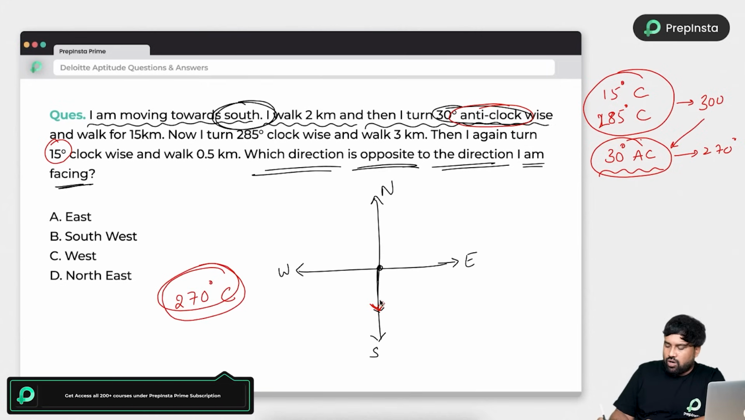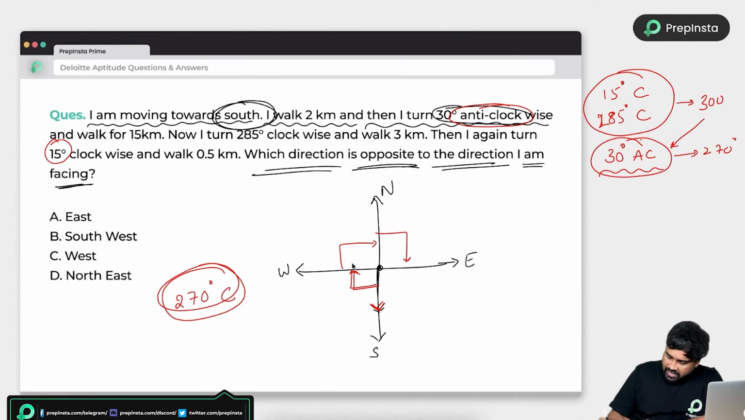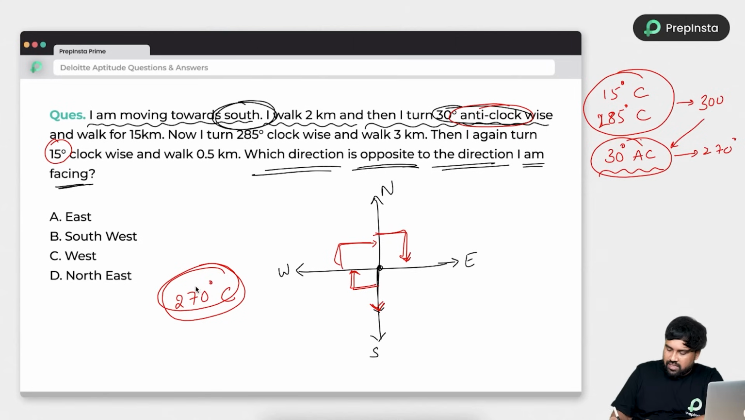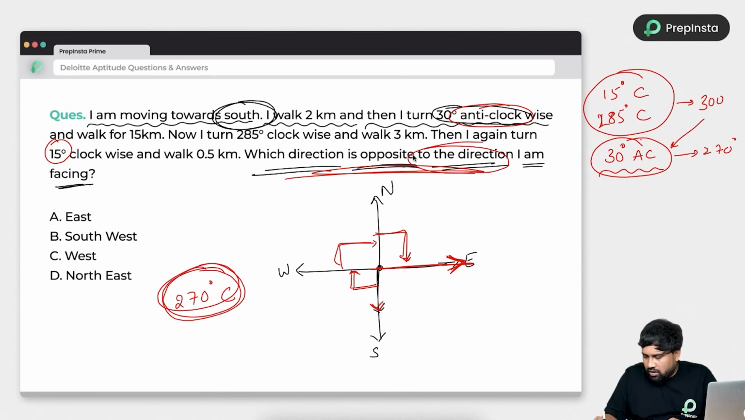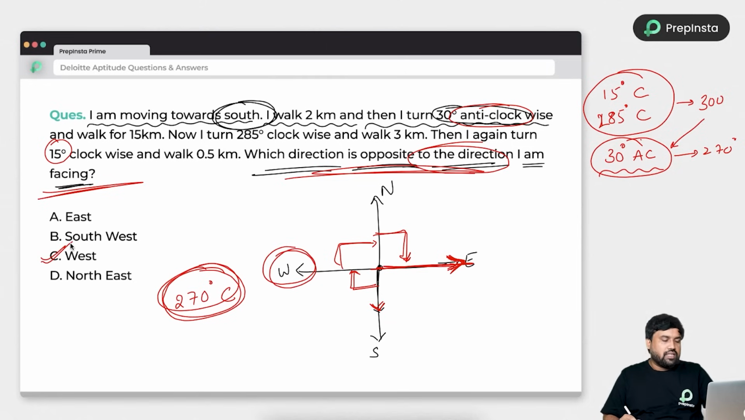So 270 degrees clockwise is 90 degrees clockwise, 90 degrees clockwise, 90 degrees clockwise. Just remember 90, 90, 90. Three 90s are 270. So now I am facing east. Simple. What is the opposite direction of what I am facing? I am facing east, so my opposite direction is west. So the answer is option C.